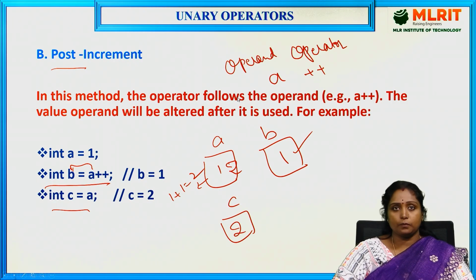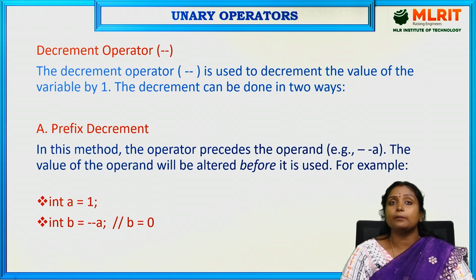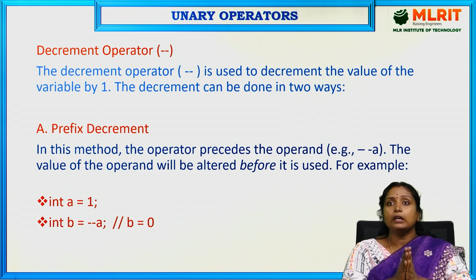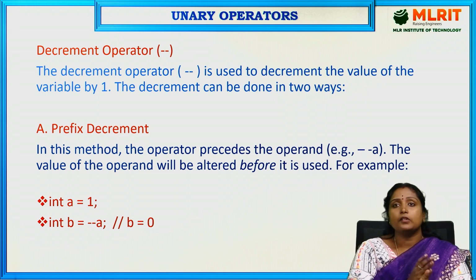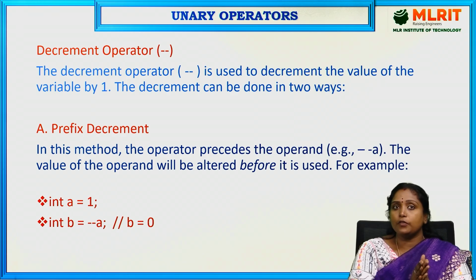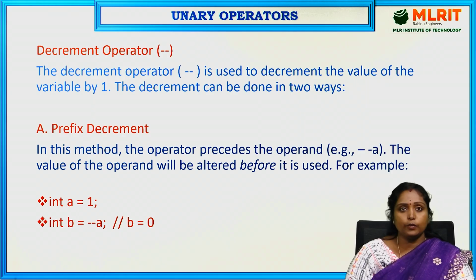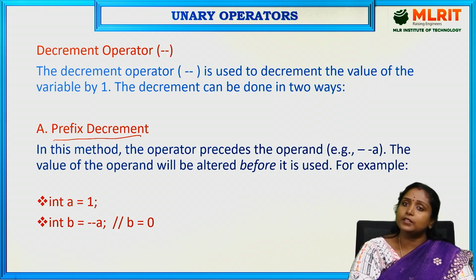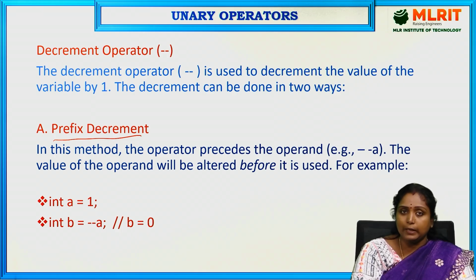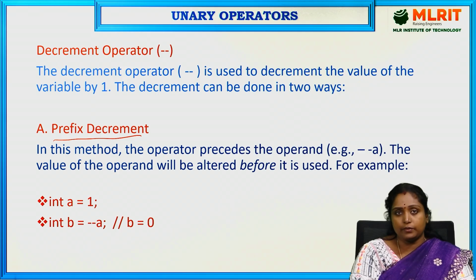Similarly, the next operator is the decrement operator. The decrement operator is used to decrease a value by 1. So the value of a variable will be decremented by 1. So it is said to be the decrement operator. Similarly, you will have the pre-decrement operator, which we will call prefix decrement, which is the same as pre-increment. First it will decrease the value by 1, then it will be saved.